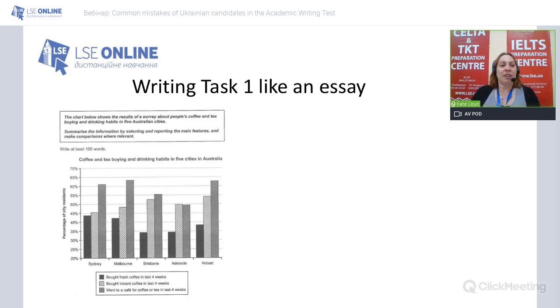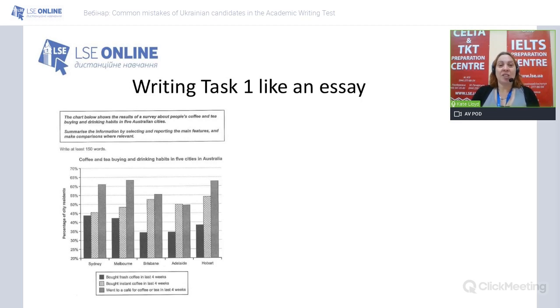If we look at this graph here, it shows the drinking habits of people in Australia. So it shows whether they buy fresh coffee, instant coffee, or if they prefer to drink coffee in a coffee shop.